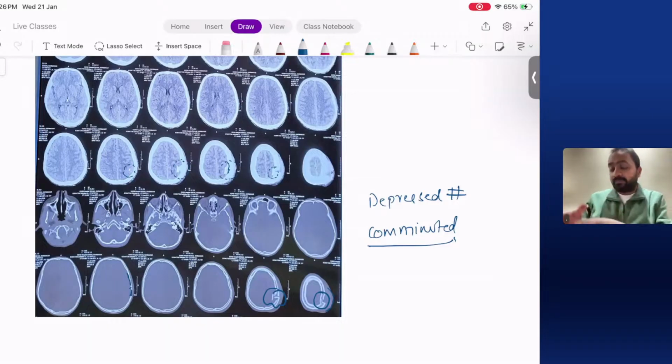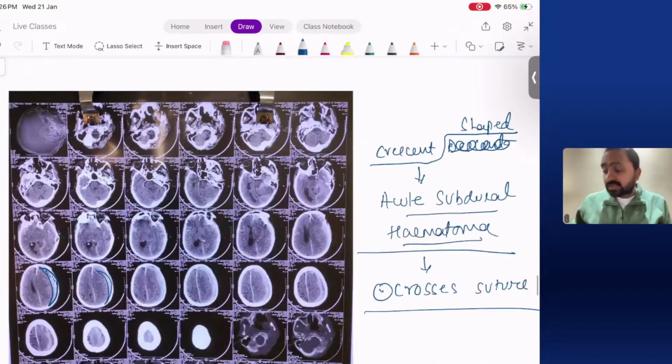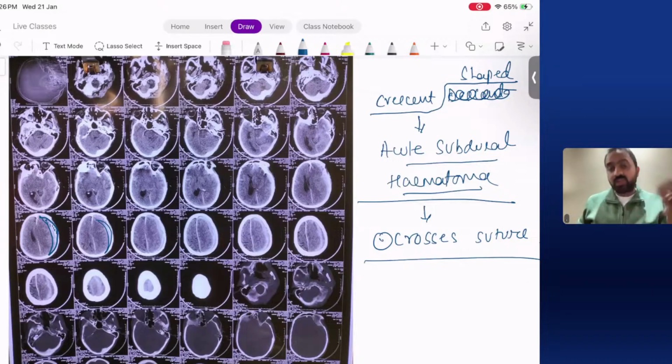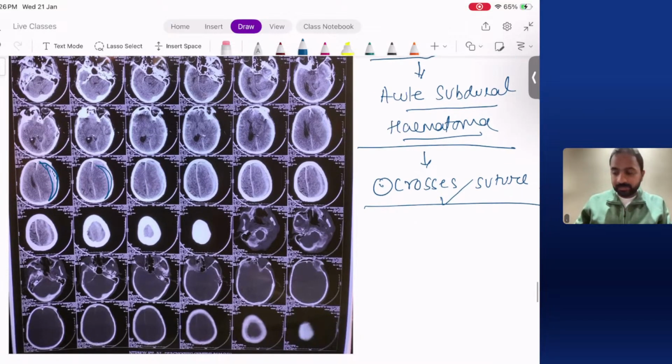And along with a depressed fracture you can have an underlying EDH, and along with that we can have an underlying contusion, as we had seen in the last image, right? So this is again your acute SDH. Now how are you going to identify your acute SDH? That is via the crescent shaped hyperdense collection, right? An important point to differentiate it from extradural hematoma is that it crosses the suture lines. That is, acute subdural hematoma crosses the suture line, whereas extradural hematoma does not cross the suture line, right?